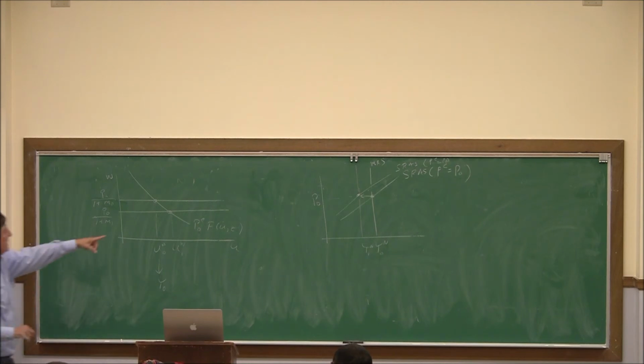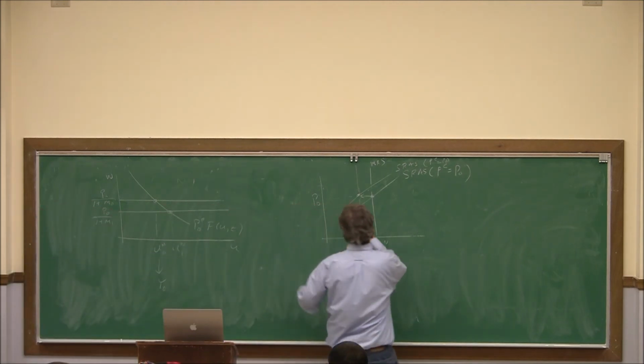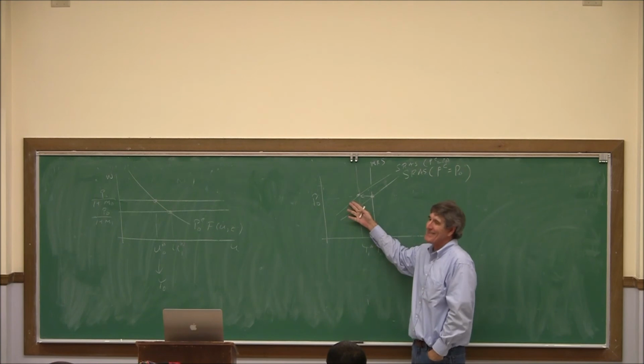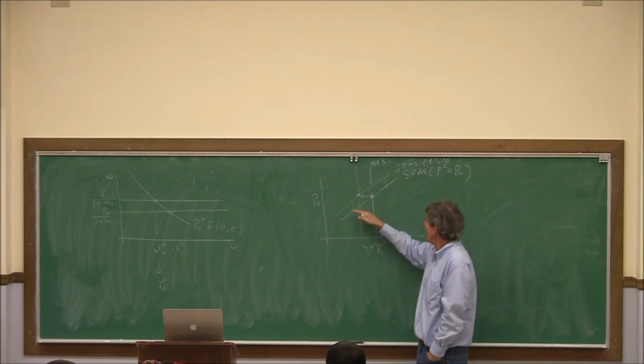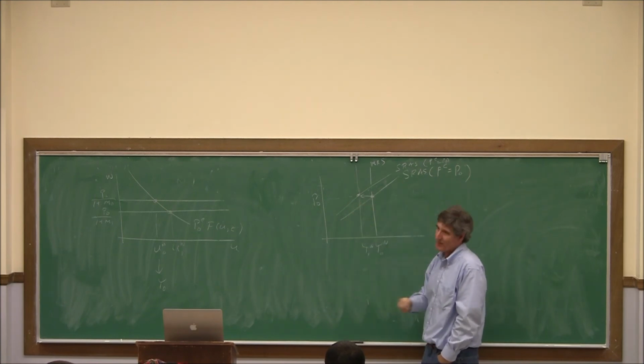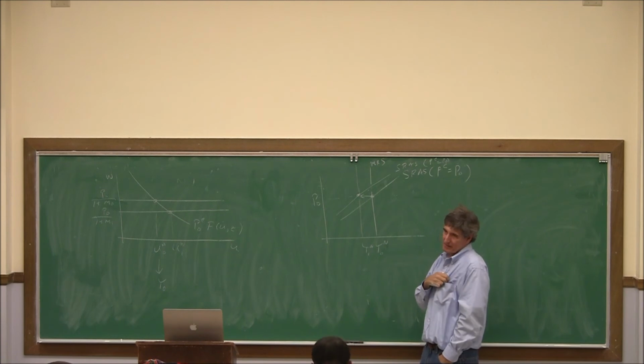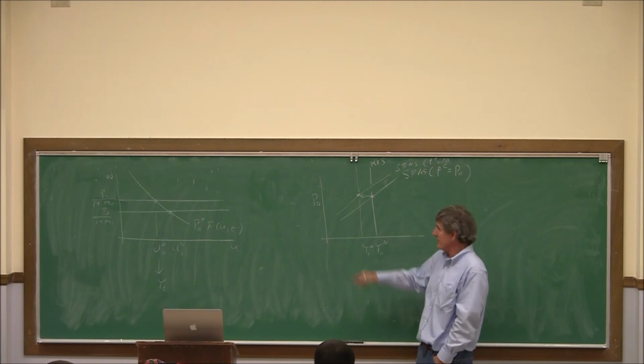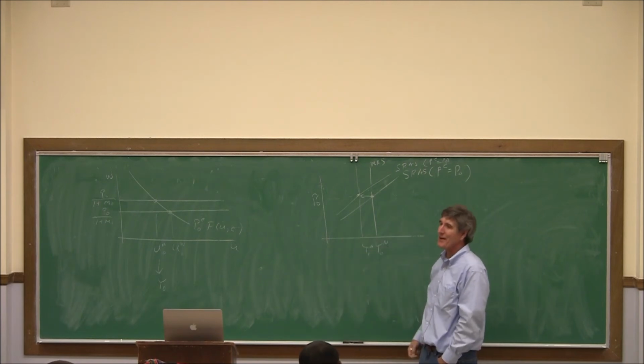If you change PE with P constant, this thing shifts. You change P with PE constant, you move along. That's how you derive the short run supply curve: you change P around, with PE constant.